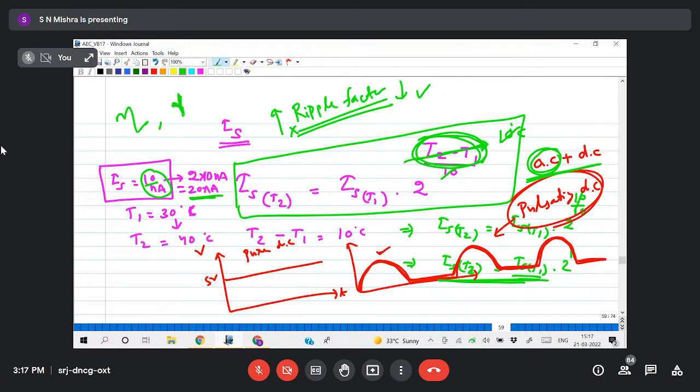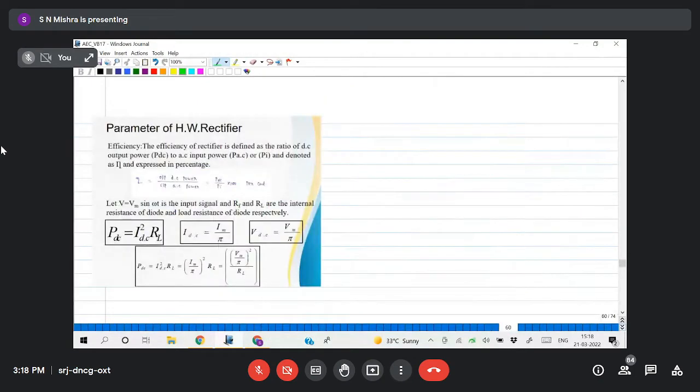So first is efficiency, which is denoted by eta, and the second one is ripple factor, which is denoted by gamma. The next one is PIV. We have already discussed what PIV is, the peak inverse voltage of a diode. If you relate that to a circuit also, you can find out which rectifier circuit has a higher PIV, so that we can operate the circuit in the worst condition, the reverse bias condition, without damaging the circuit.